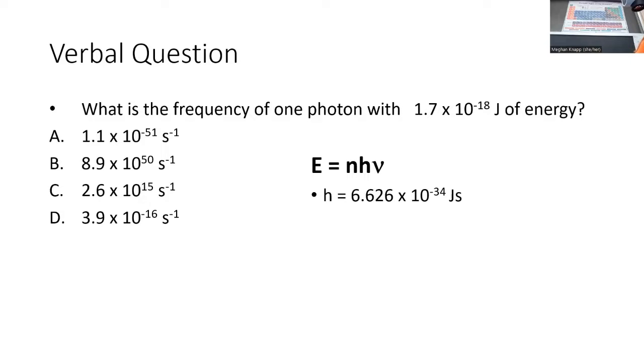So the next question is, if we have a certain energy, so this one is to the negative 18th instead of negative 19th, if we have a photon that has a certain energy, can we get back to the frequency? So again, this is our equation, and we have one electron. So what would the equation look like when I solve for the nu, which is the thing that looks like V? I would have V is equal to what?